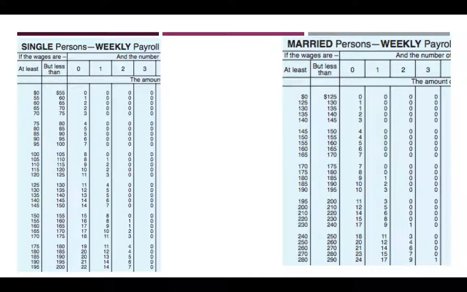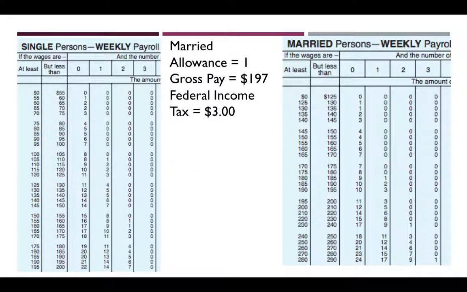When they're calculating your federal income tax based on your gross pay, they're going to use a table, one for single and one for married. Notice that these say married and single, and then they say weekly, because we're going to be dealing with weekly wages. Let's say we have a married person with one allowance, gross pay of $197.